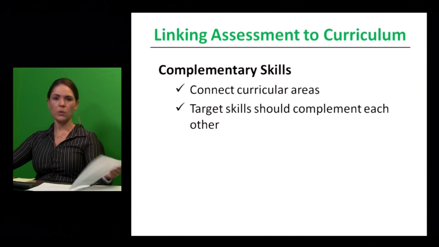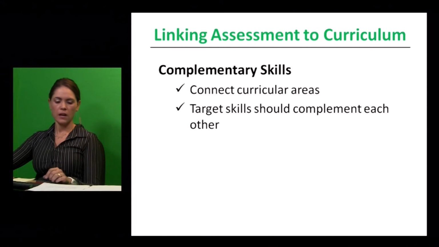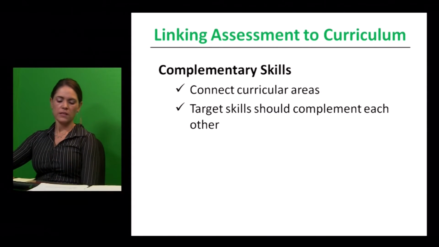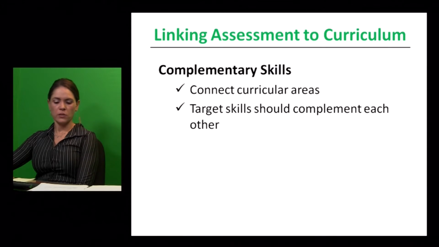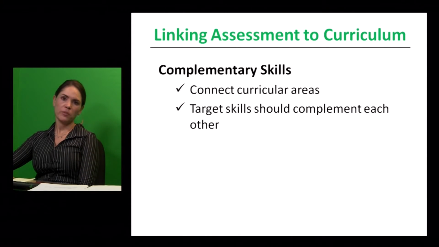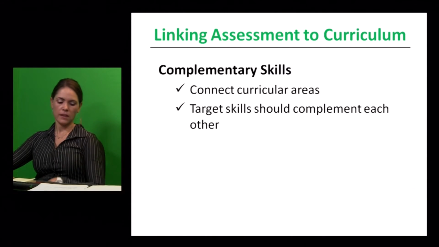Complementary skills. When you're linking assessment to curriculum, you might want to try to connect curricular areas, so things that might complement each other where possible. So for example, when developing independent play skills and teaching the child to complete a variety of task completion skills like puzzles or shape sorters, you might also be working on developing fine motor skills needed to effectively manipulate the play items. Or teaching the child to use an activity schedule or to initiate play request activities and things like that.